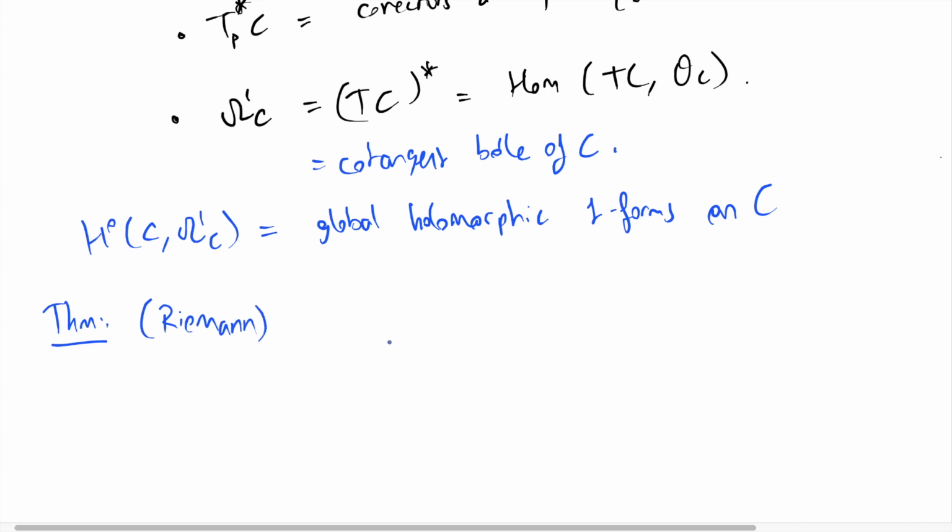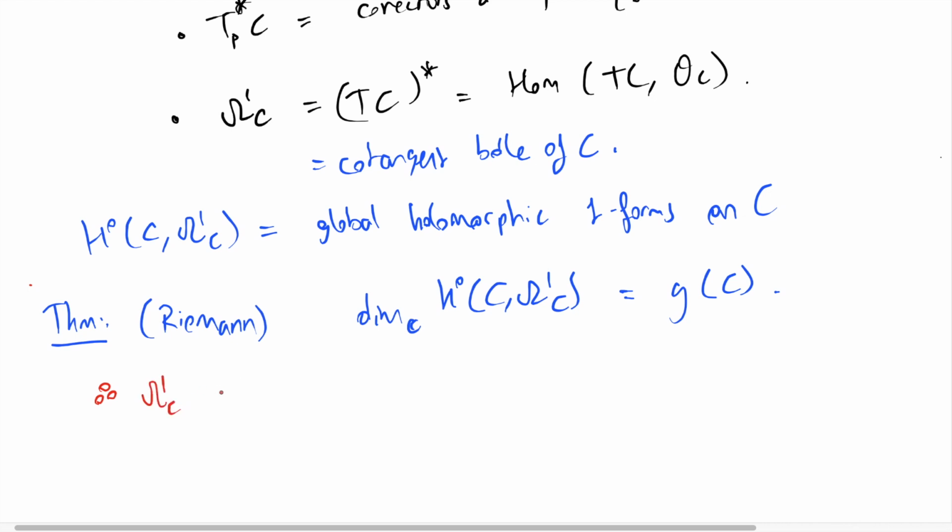So there's a theorem due to Riemann that says the dimension of this space is in fact the genus of the curve. So this is a complex vector space. I mean this thing is a complex vector space of dimension g. So in that sense, this dual of the tangent bundle is much better than the tangent bundle itself.